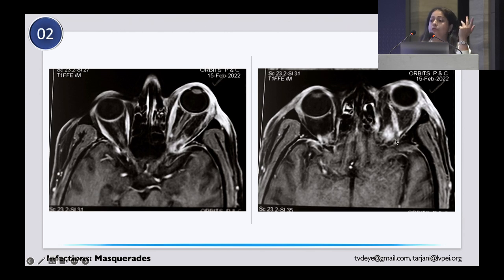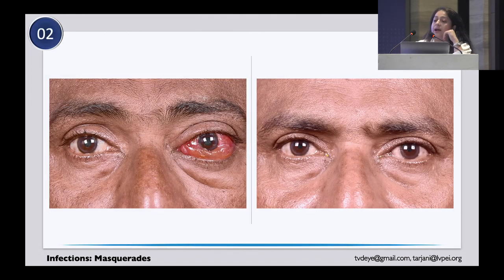And this is what we were taught in school days, the classic Virchow's triad, where you have stasis leading to thrombosis, infection leading to thrombosis. This patient had to be put on aspirin for the thrombosis to resolve. So this was an SOV thrombosis that occurred as a result of orbital cellulitis.